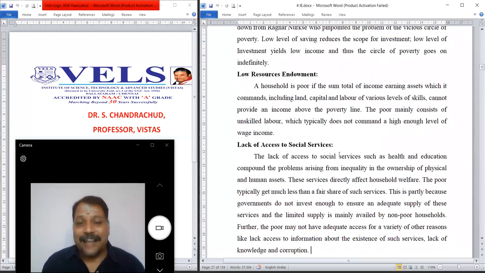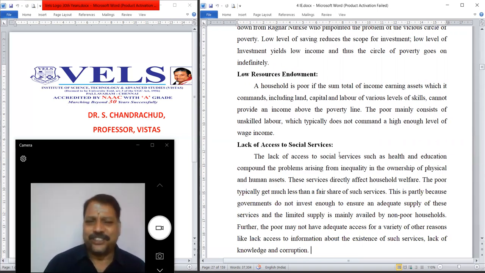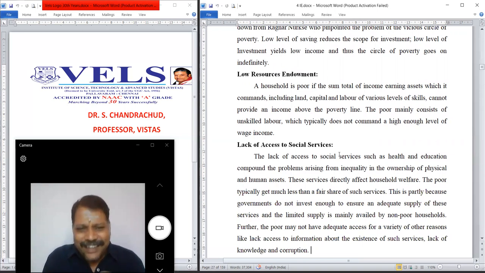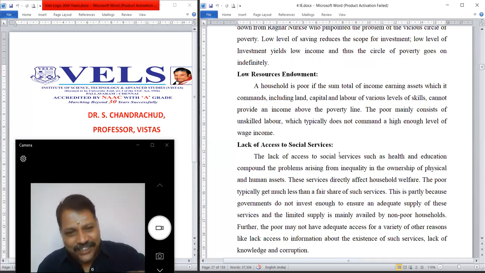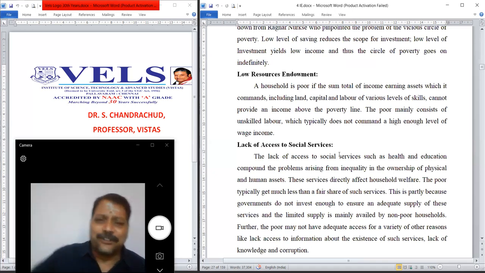The third one is lack of access to social services. This is one of the main causes of poverty. The lack of access to social services such as health and education, which the government is trying to provide, but it is not reaching the public. Why? There is an inequality in the ownership of physical and human assets. These services directly affect household welfare. The poor typically get a much lesser fair share of these services.